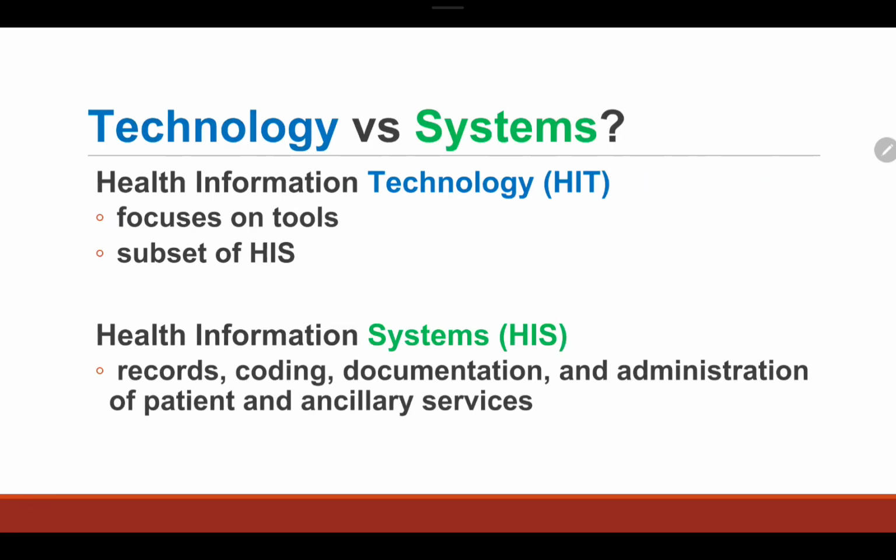Technology versus system. Earlier, we had the HIT, and then the HIM, the Health Information Management. Now we're going to compare HIT, Health Information Technology, versus HIS, Health Information System. HIT focuses more on the tools that you are using, and this is a subset of your HIS. So obviously, HIS is the bigger picture here. It is responsible for the records, the coding, documentation, and administration of patient and ancillary services. That is the HIS. The HIM is the one that manages.